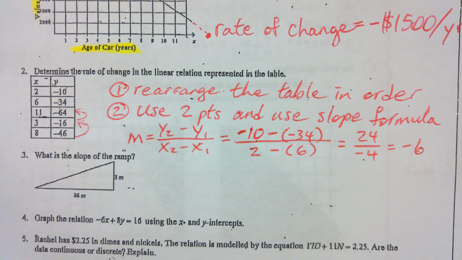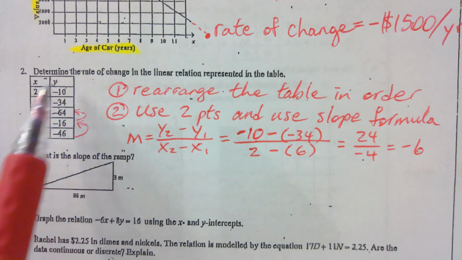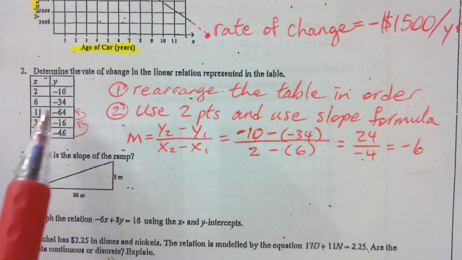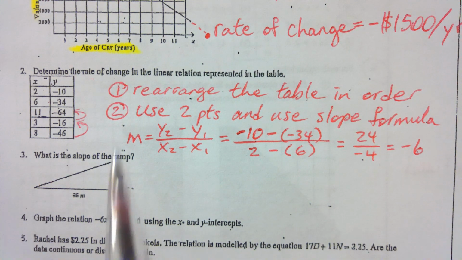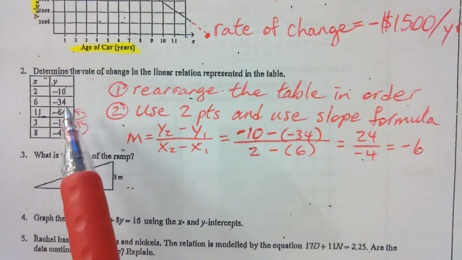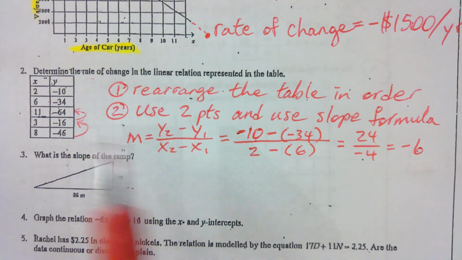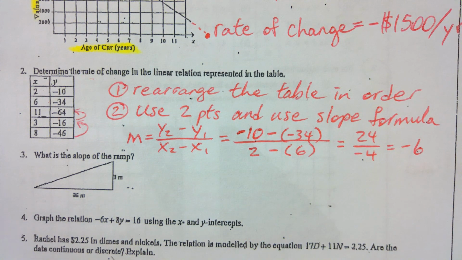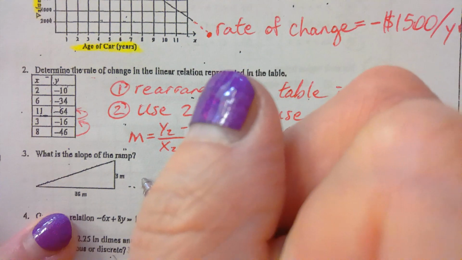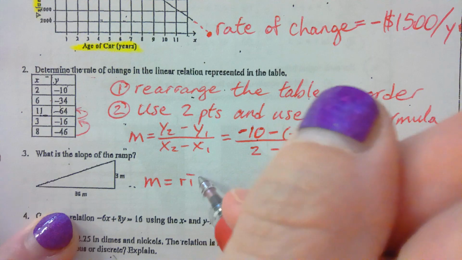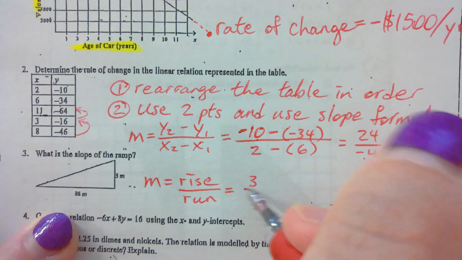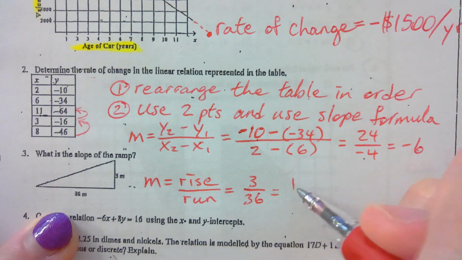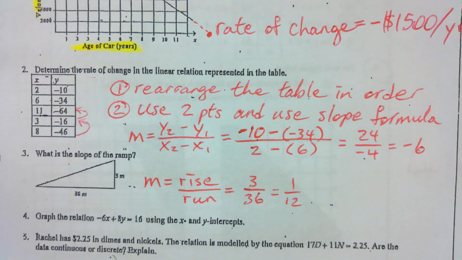Okay. So even though this question looks weird, it looks confusing, instead of 2 points, I gave you 5 points. So what do I do? I just use the slope formula. Okay, what is the slope of this? Rise over run. So it's simply 3 over 36, which is 1 over 12.